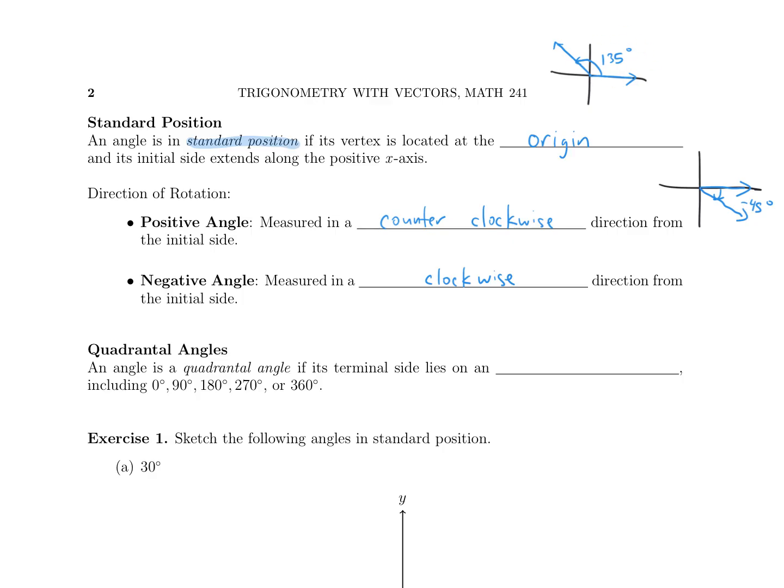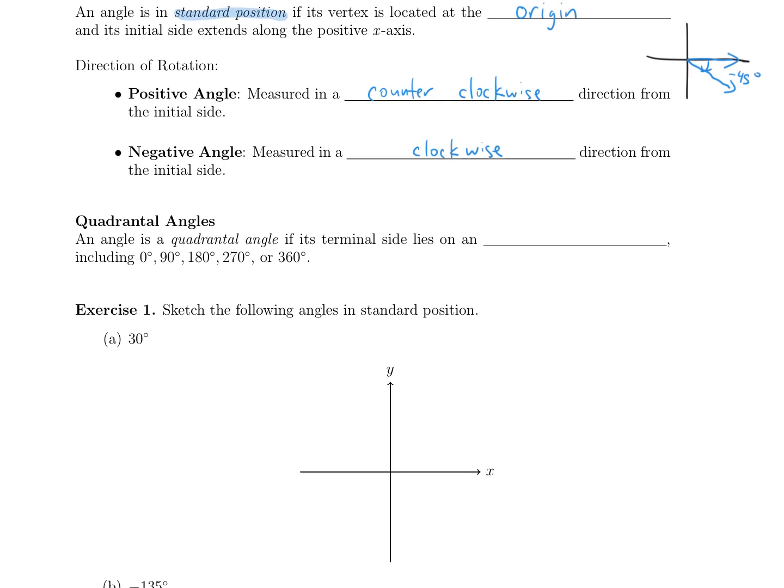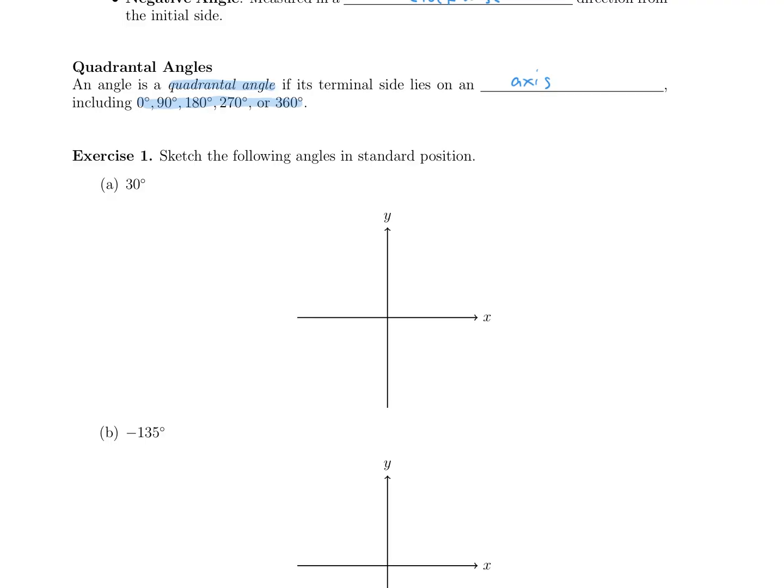All right, quadrantal angles. Quadrantal angles are angles, let's see how they define it, if its terminal side lies on an axis. So if the terminal side lies on the x or the y axis, then it's considered a quadrantal angle. And those would include the following angles: 0 degrees, 90, 180, 270, or 360. All right, let's look at this following exercise.